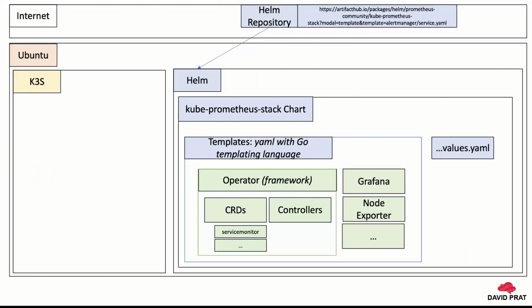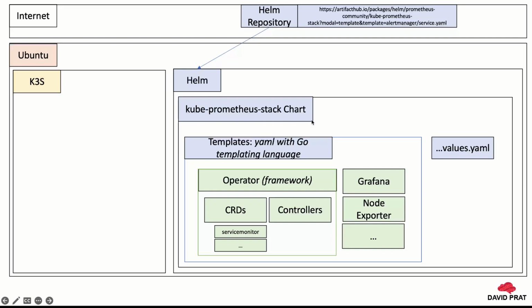Here we have the diagram of our system. We can see how we are using the Ubuntu server machine and that we are going to install this K3s Kubernetes distribution cluster. And we are also going to have installed Helm. So what we basically do is to download the Helm chart from the Helm repository that is on the internet. You can see that the chart is called kube-prometheus-stack.